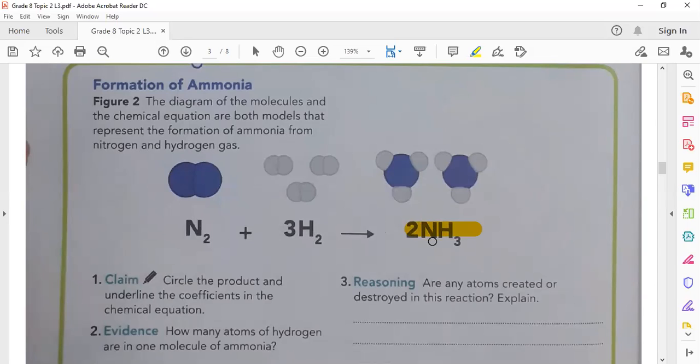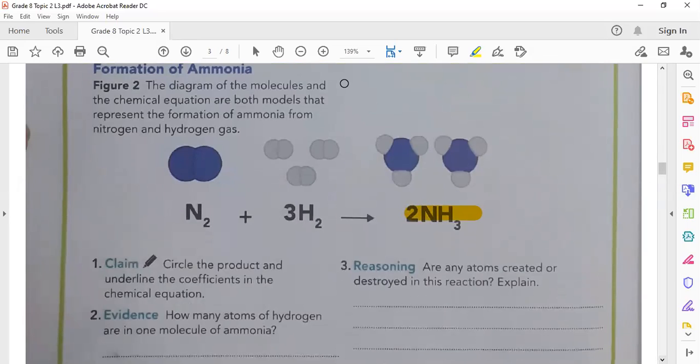Okay. Notice that. Look at the first question. Circle the product and underline the coefficient in the chemical equation. What is the product in this equation? Which is the product? 2NH3. Yes, this is the product. NH3. You can circle this or circle this. The product is NH3.